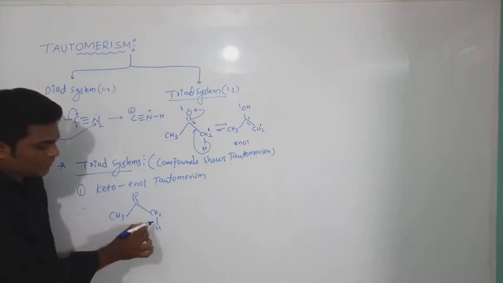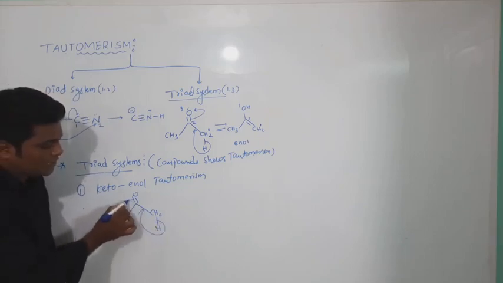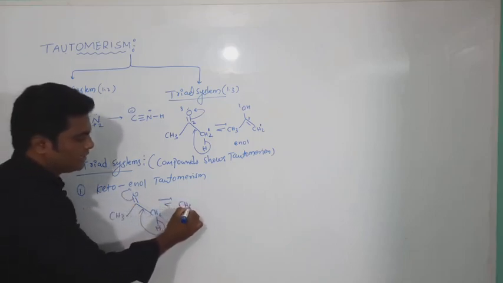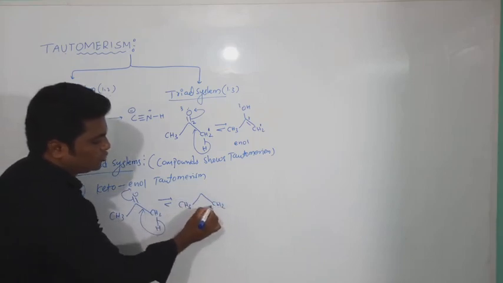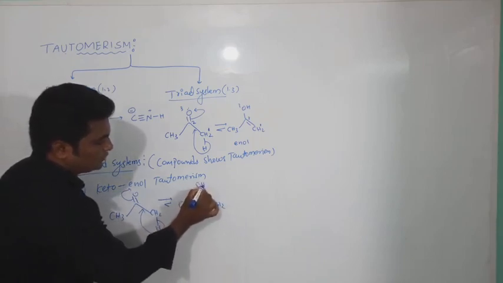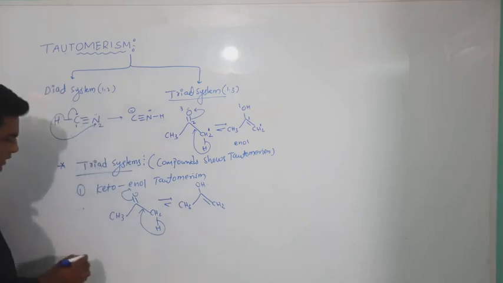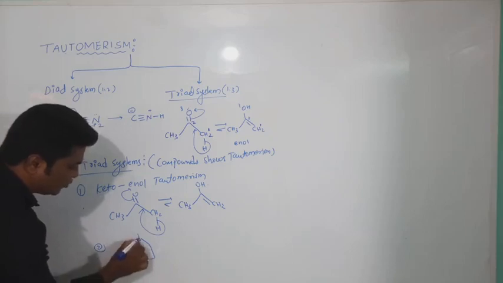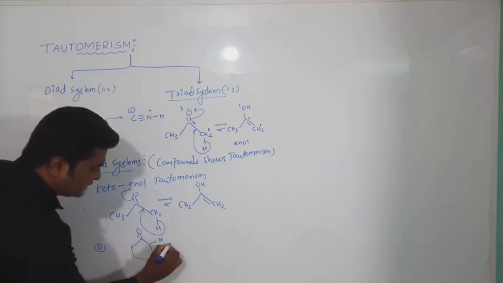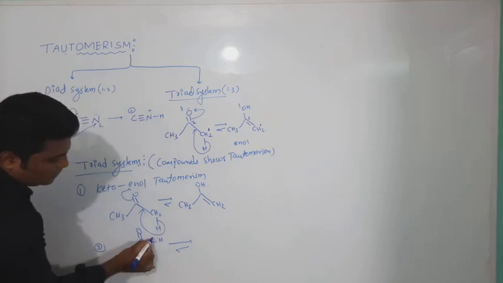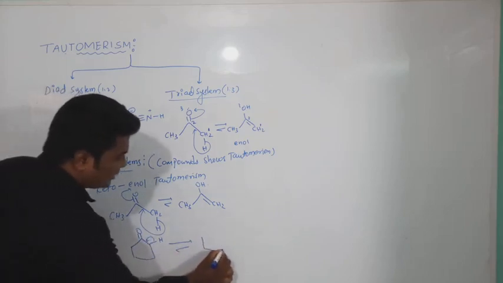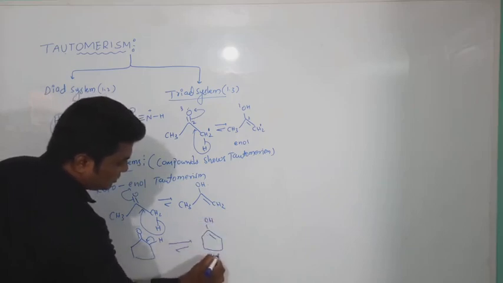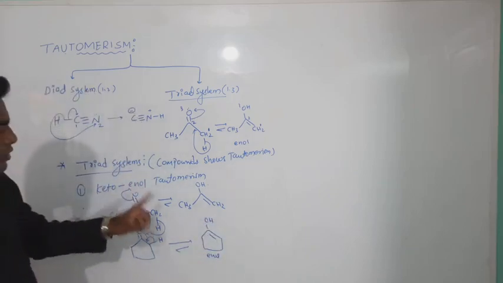Now this alpha hydrogen is involved in the delocalization, and oxygen gets the negative charge. Here this is CH3, now this is CH2, and here this is the OH you got. One more example you can write here: if you take this one, this is cyclopentanone. Here the alpha hydrogen is there, and this alpha hydrogen undergoes delocalization. Again you will get the enol content. This is the enol, the example for keto-enol tautomerism.